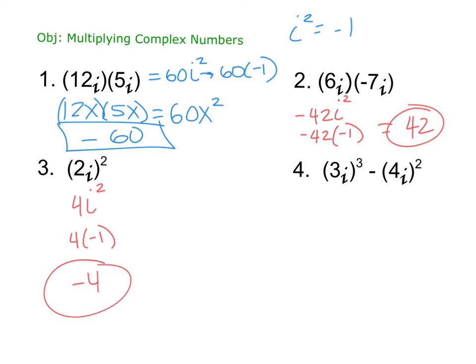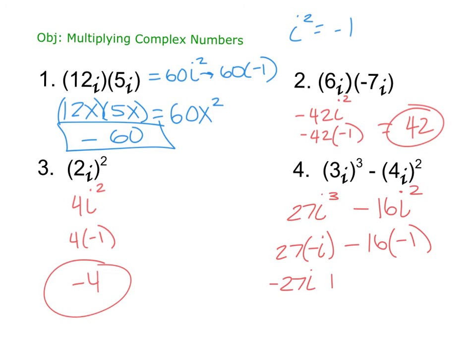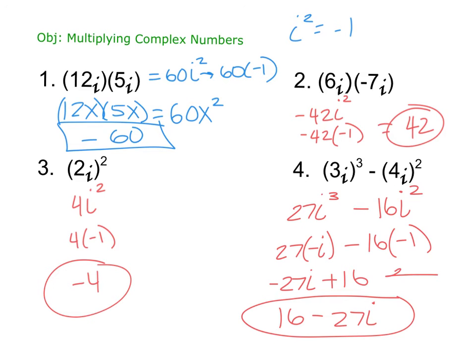All right, last one. What is 3 to the third? 27i to the third minus 4 squared is 16i squared. Now I'm going to replace what i to the third is equal to. i to the third is -i. i squared is -1. So we get -27i plus 16. And I like to reverse it because you're supposed to put the i second. Right? It doesn't actually matter. If you put this, I wouldn't take points off. But this is typically how it's written, where the integer is first and then the i second.